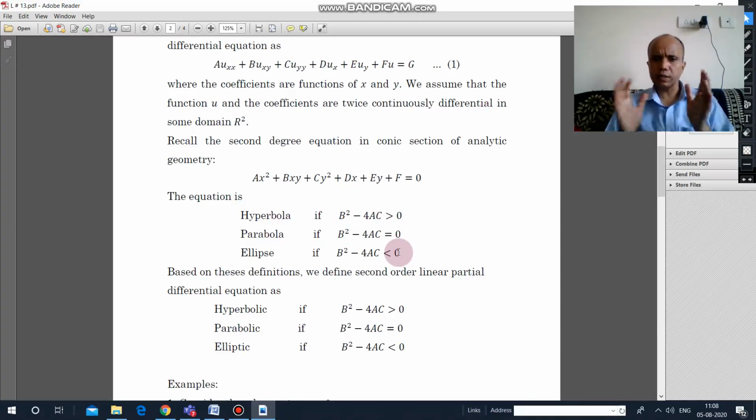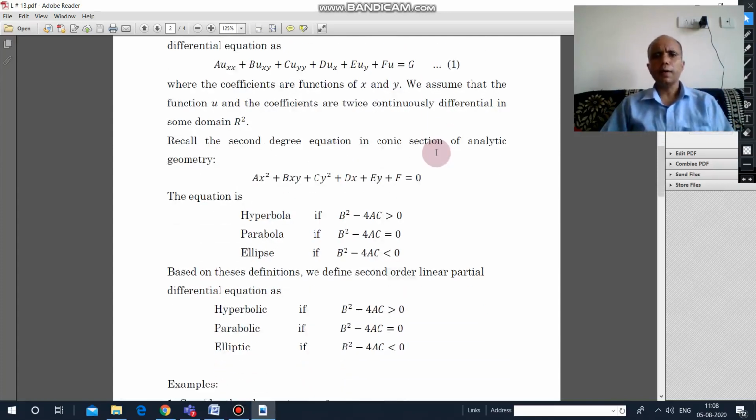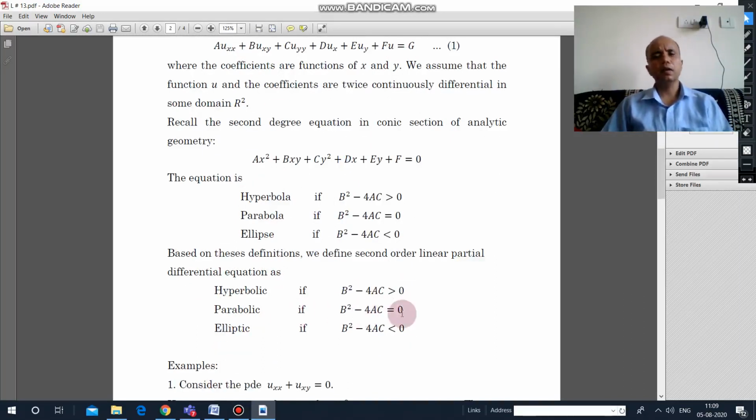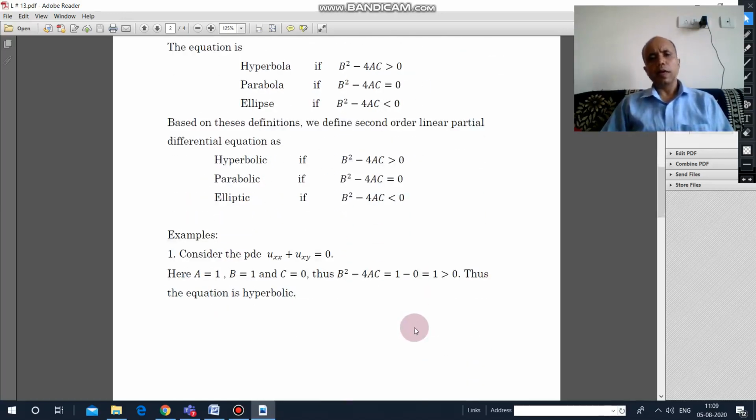Now based on this one, second order partial differential equations are defined in the same pattern. Clear? So if you look at this equation, this is said to be hyperbolic if b square minus 4ac is greater than 0, parabolic if this equal to 0, and elliptic if this is less than 0. Clear? Now we will go through some example.